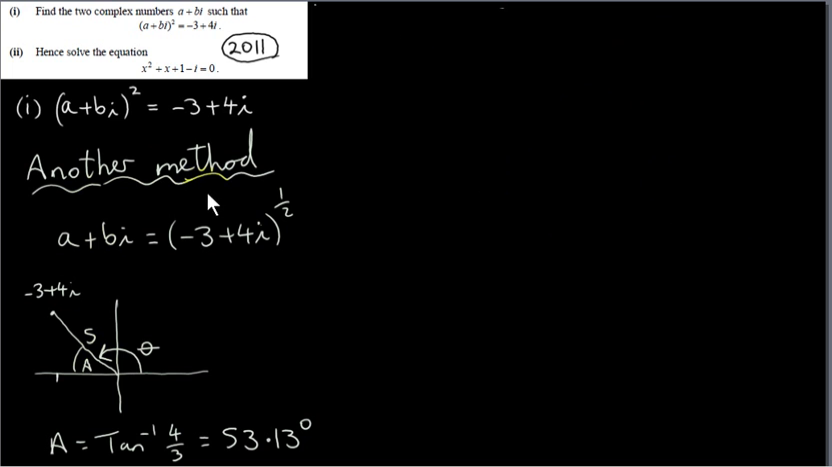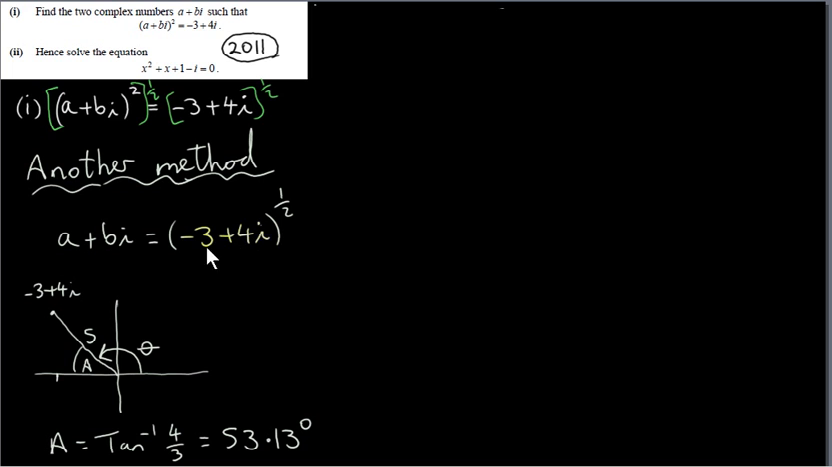Here's another method for doing this. Since a plus bi squared equals minus 3 plus 4i, we can write a plus bi as minus 3 plus 4i to the power of a half. So all you do is you just put both sides of this to the power of a half. So we have a plus bi to the power of 2 to the power of a half. We multiply these powers. 2 times a half is 1. So we just get a plus bi. And that's equal to minus 3 plus 4i to the power of a half. Or you can think of getting the square root of minus 3 plus 4i.